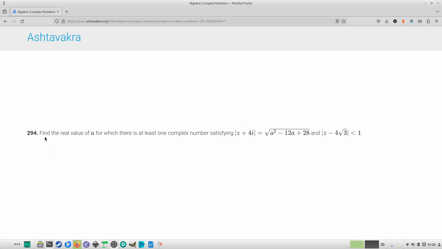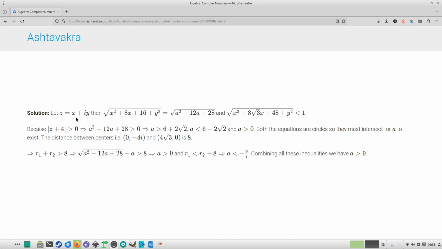Question 294 says that find the real value of a for which there is at least one complex number satisfying mod z plus 4i is equal to square root of a square minus 12a plus 28 and mod z minus 4 root 3 less than 1. So we let z is equal to x plus iy.